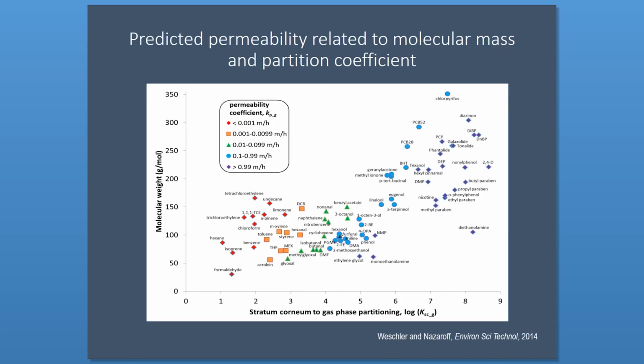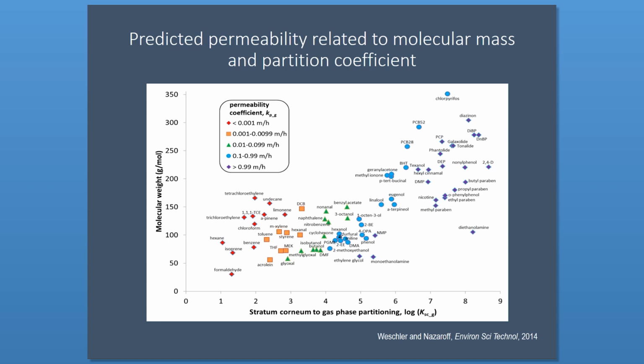So a few years ago, Bill Nazaroff at Berkeley and Charlie Weschler at Rutgers were really interested in the idea that there were compounds out there that might be able to do this. In fact, they were the first to really hypothesize that many of these, what we call semi-volatile organic compounds and others, can move from indoor air through our skin in a way that's meaningful, actually in a large way.